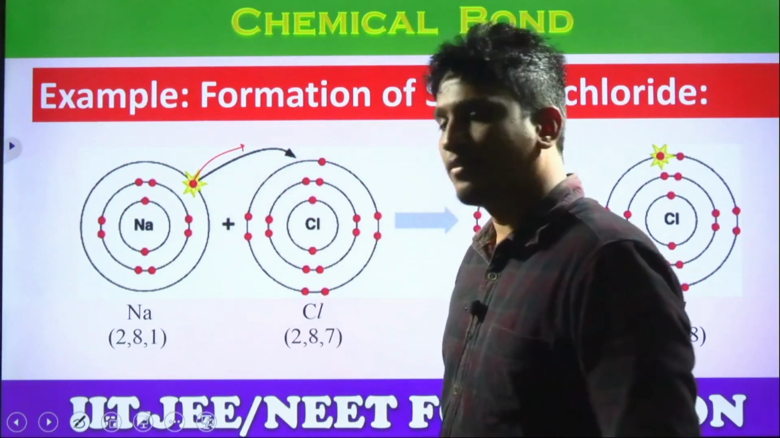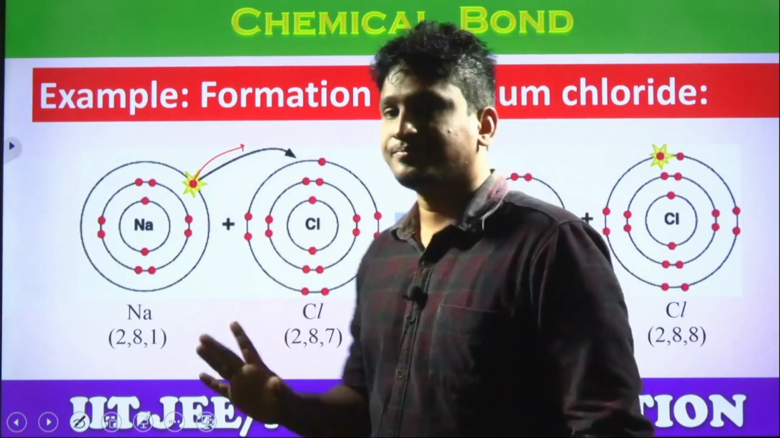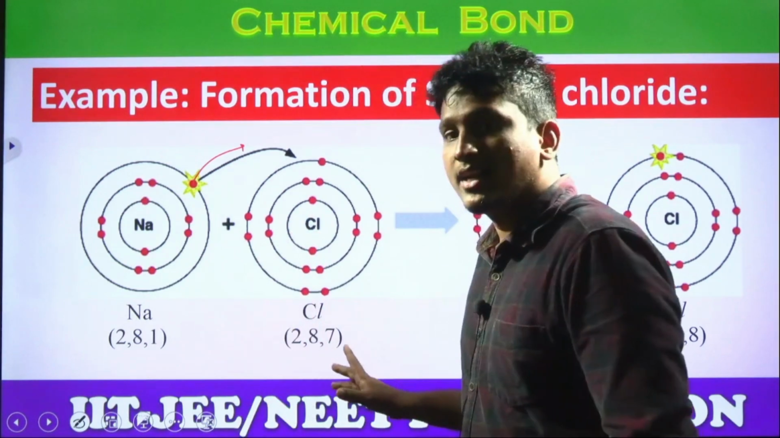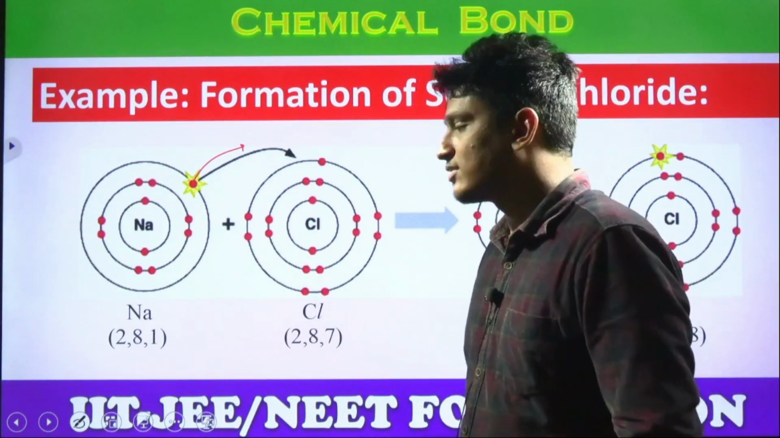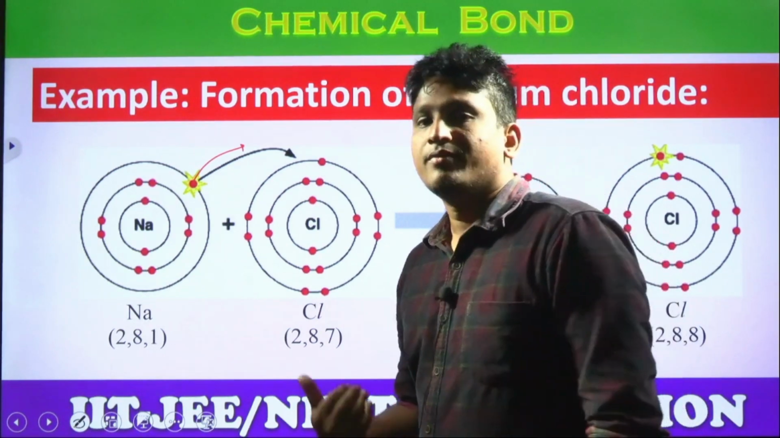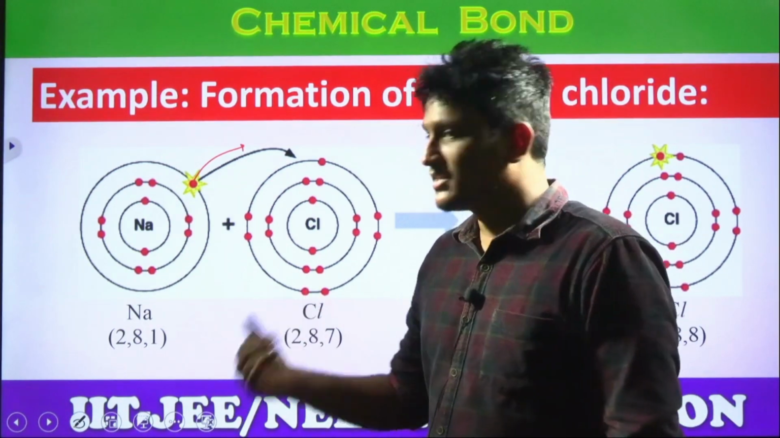Next, look at chlorine configuration: 2, 8, 7. Listen carefully. Chlorine contains 7 electrons in its valence shell. For chlorine, according to its configuration, which is the best option? Losing 7 or gaining 1?